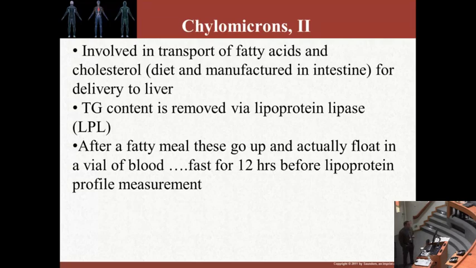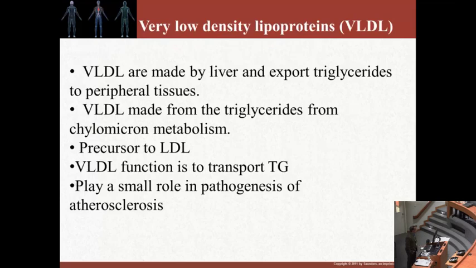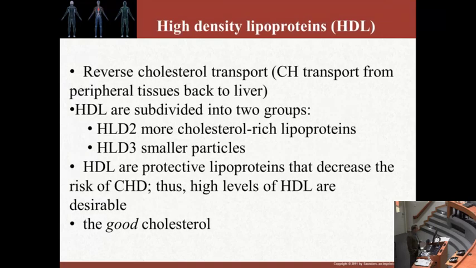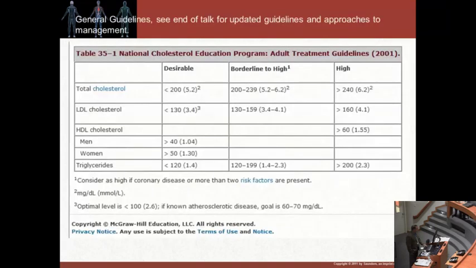Okay. So these chylomicrons are involved with the transport of fatty acids and cholesterol. Okay. Very low density lipoproteins play a key role in the pathogenesis of atherosclerosis. You'll see this in the pathophys components of this course. And of course, we've talked about the importance of low density lipoproteins as well as high density lipoproteins, the good cholesterol.